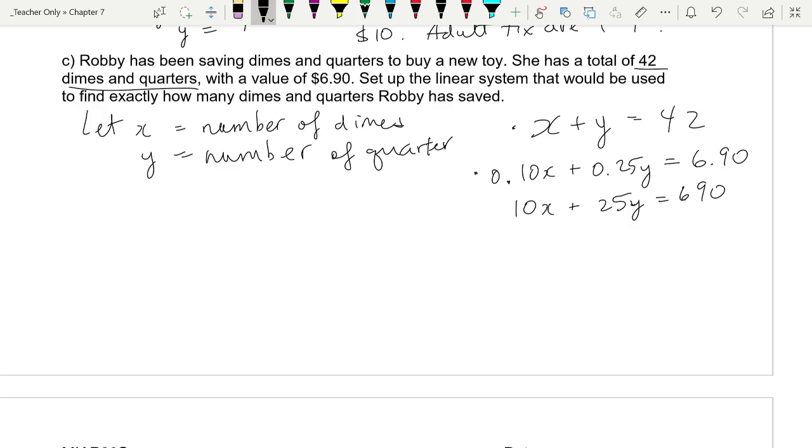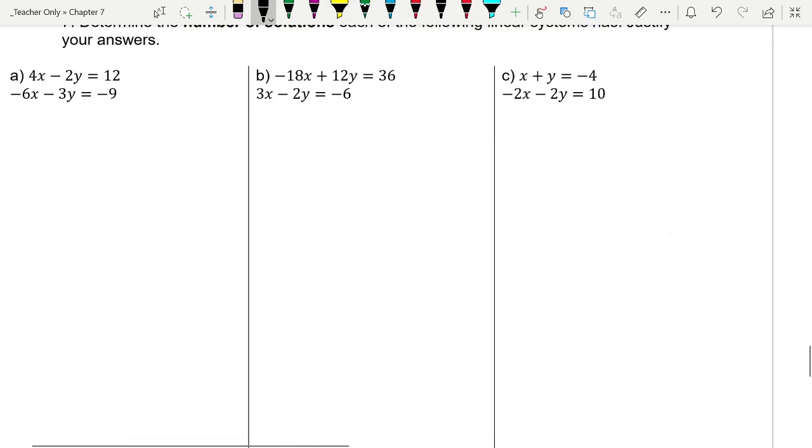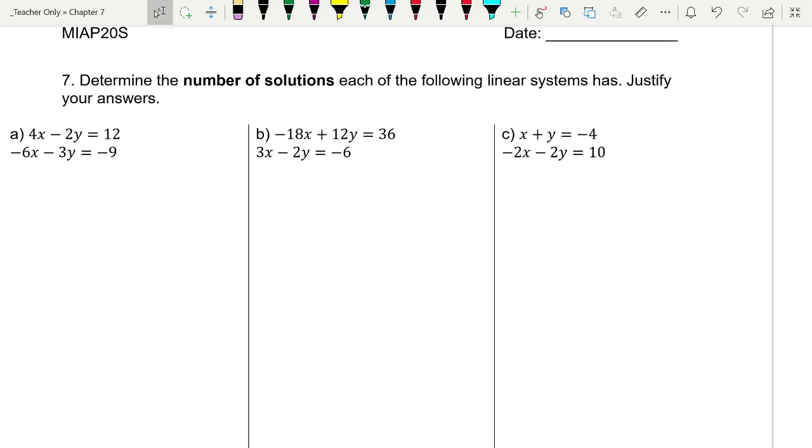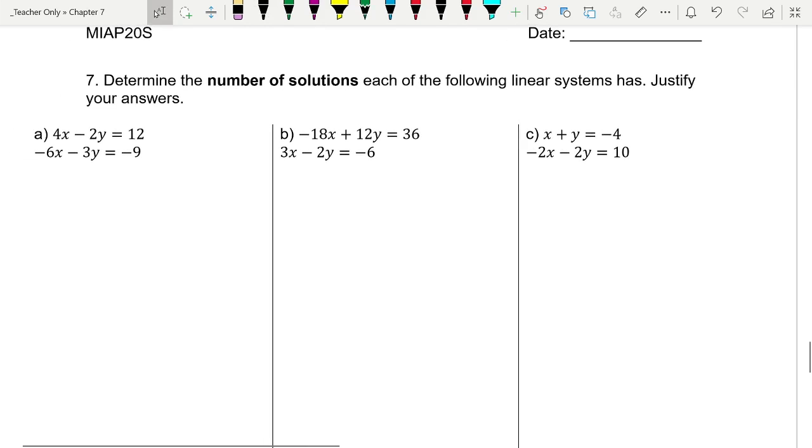Okay. I think that pretty much exhausts the chapter 7 review, unless you want to talk about one of these. How are you on this stuff? How many solutions does this have? There's a couple different ways you can approach it.